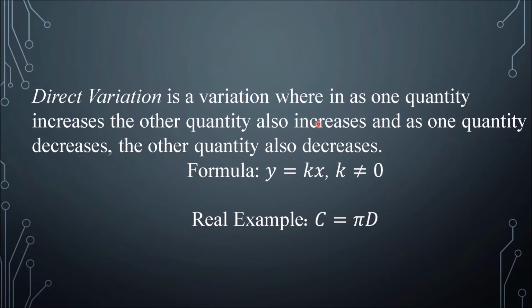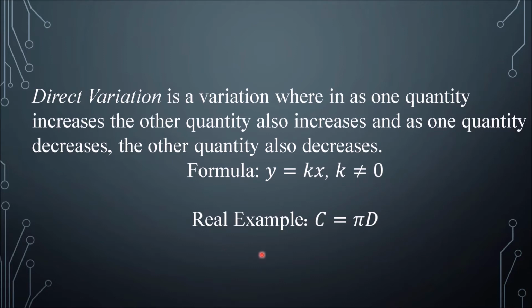Direct variation is a variation wherein as one quantity increases, the other quantity also increases. And as one quantity decreases, the other quantity also decreases. So the formula is y is equal to kx, where k must not be equal to 0. k here is the constant of variation.